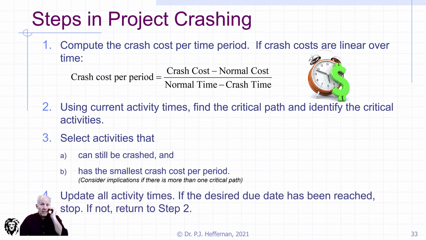And then we'll update all of our activities and redo our CPM. Now we may have changed the critical path, and we consider if we've achieved our goals. If we haven't achieved our goals, we'll just continue to go through that process until we achieve what we set out to do.